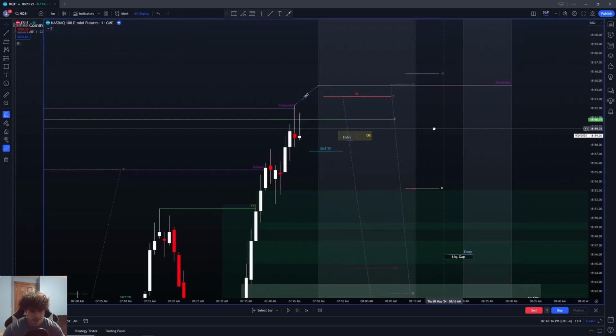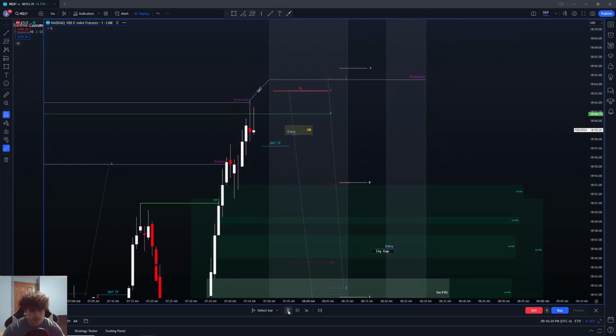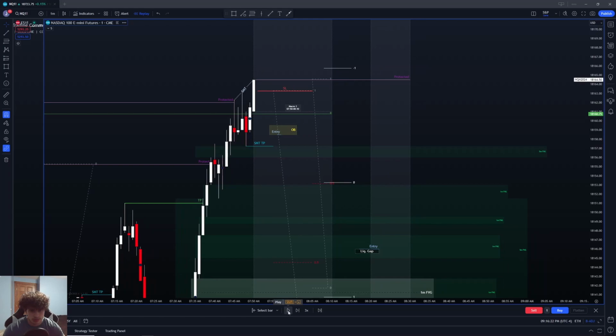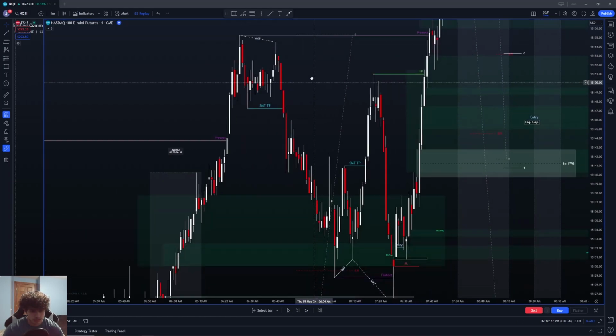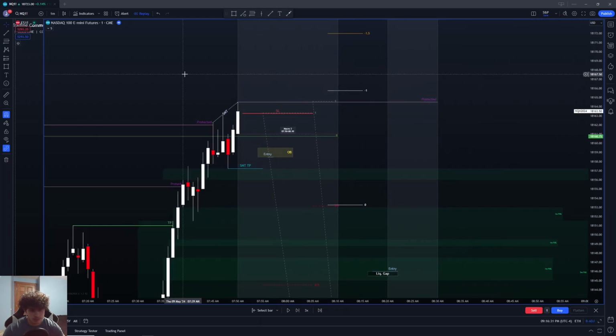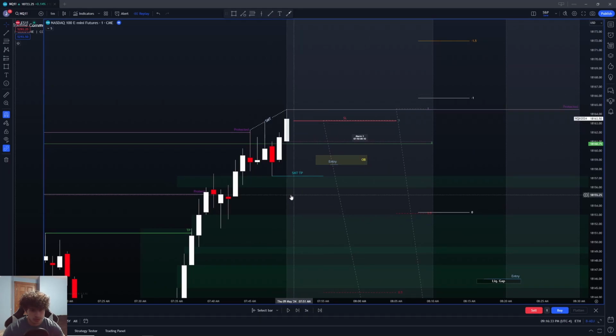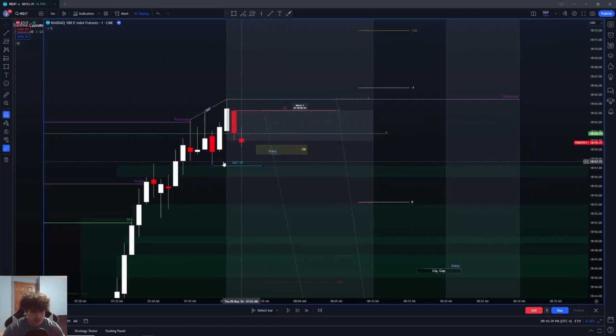So going into this macro now, what do we expect? We expect it to possibly reverse. So going into this macro, two things. One, we just took out a bunch of buy-side liquidity. We took out this protected high, this high, this high. Created an SMT right here, right? Now I want to see displacement down. Again, this high is protected. We should not tap this high until this SMT TP is hit.